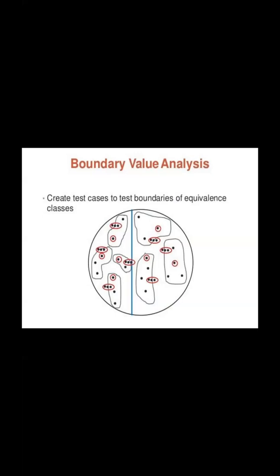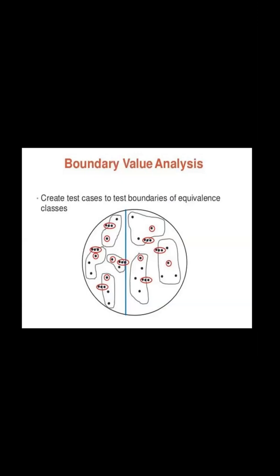The circle states the boundary conditions. So they create the test cases to test the boundaries of equivalence classes. We are taking the entire test case, and in that we are identifying the boundary conditions. We identify the equivalence classes, and within the equivalence classes, we identify the valid and invalid values, and we circle the boundary constraints.